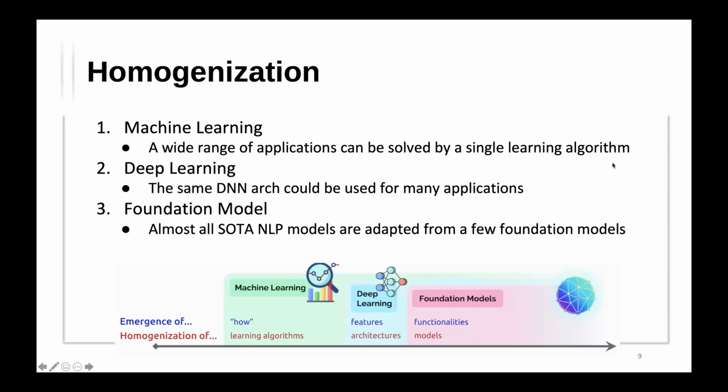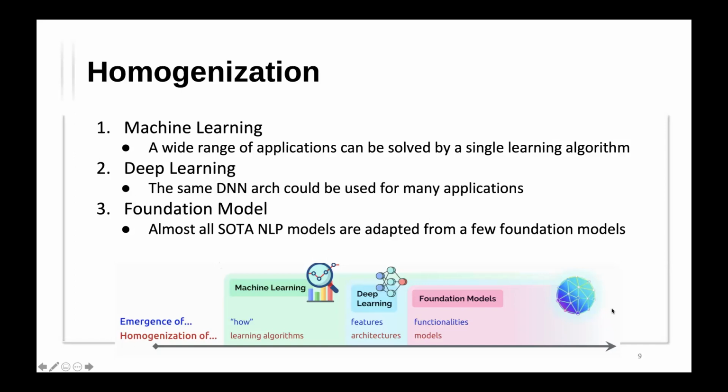For example, logistic regression. And then in deep learning, again, the same DNN architecture can be used for many applications, like you just mentioned, ResNet, or just normal convolutional neural networks, or RNN. And then the foundation model itself can be seen as a unifier of different tasks.